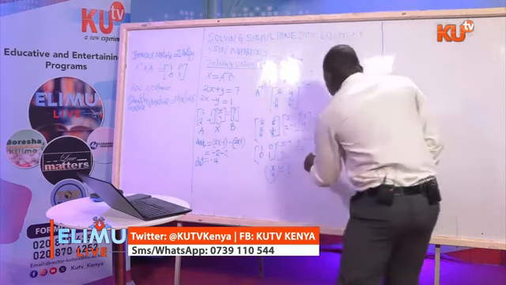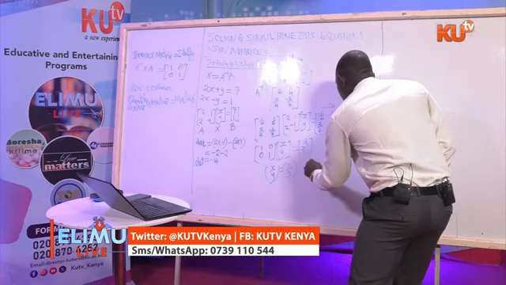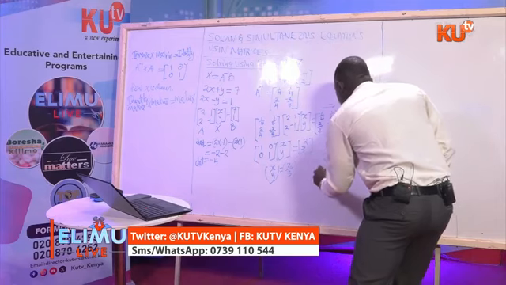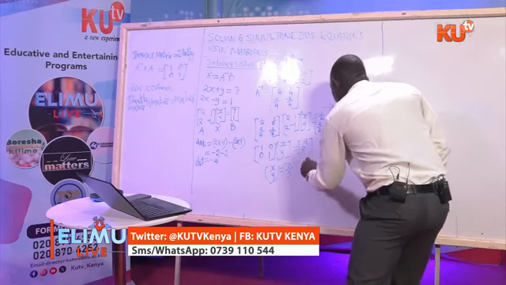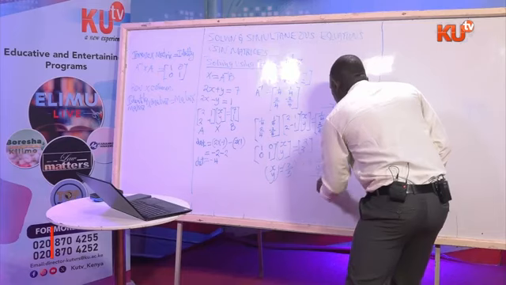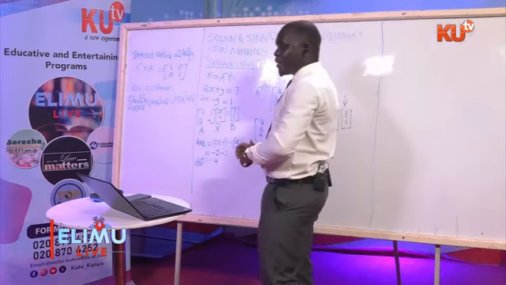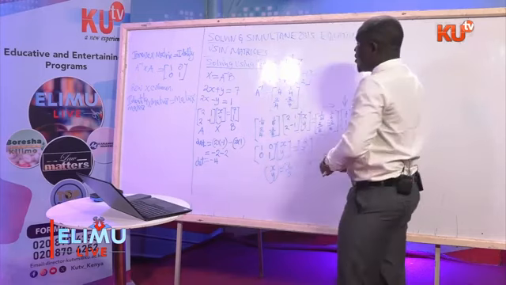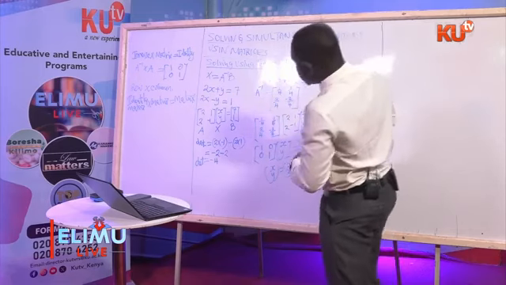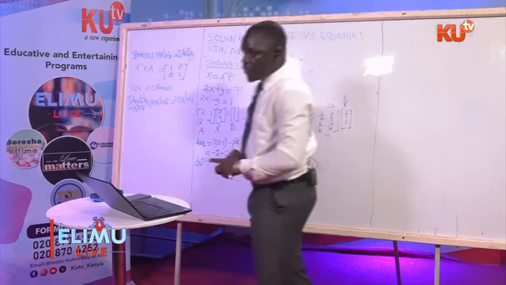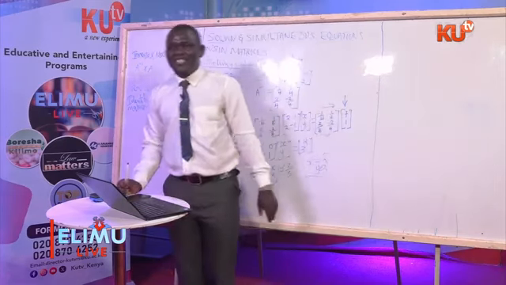So this simply means the value for x is 2 and the value for y is 3. And by doing it like that, learners, you would have solved the equations using matrix method.